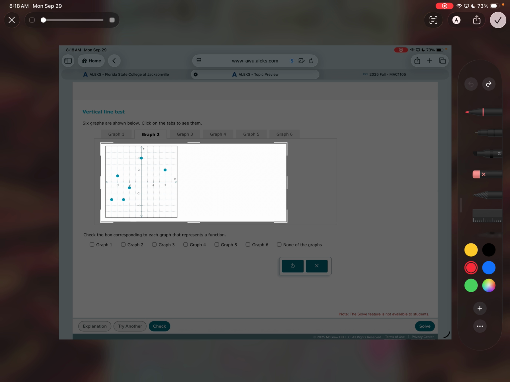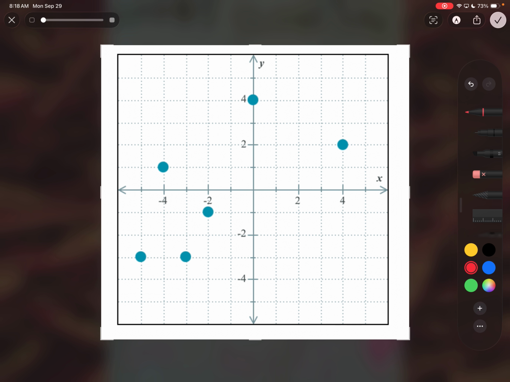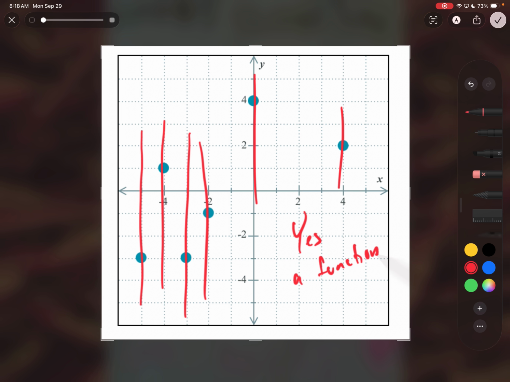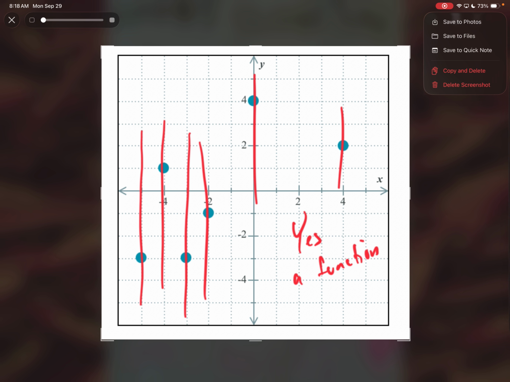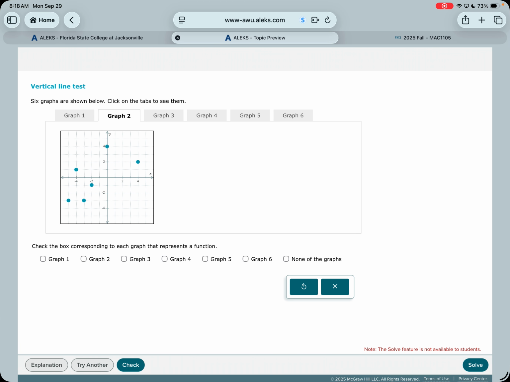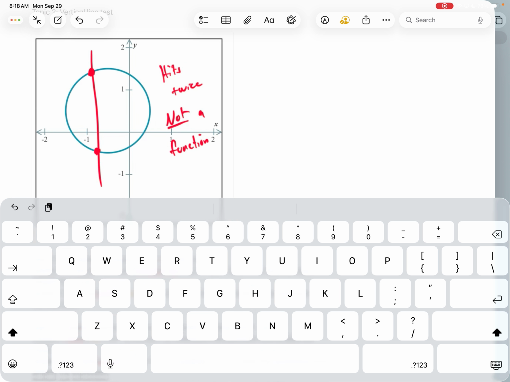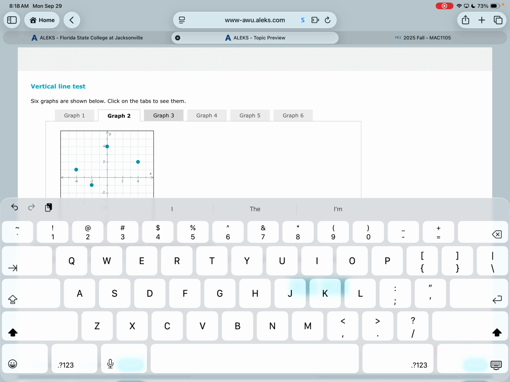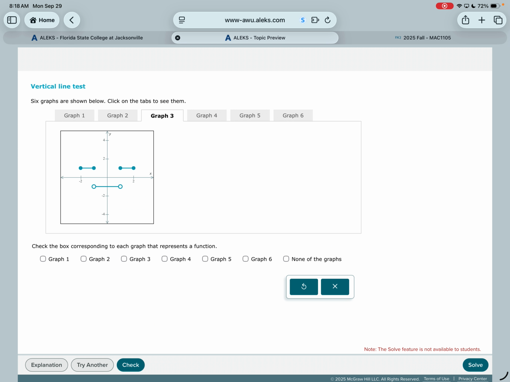If you have a bunch of points like this, and I start drawing vertical lines, I never hit more than one point. So it only hits it in one spot. So that's fine. The vertical line test is kind of the easiest one, because you're just trying to see if you draw a vertical line anywhere on there, whether it hits it more than once. I've got to do this one too.